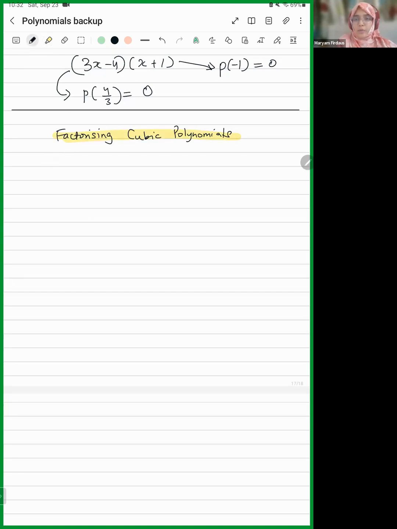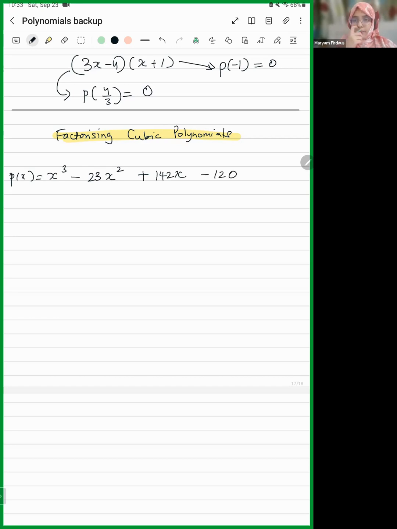Okay, so factorizing cubic polynomials. Let's take a cubic polynomial first. So this is your p of x, which is equal to x cube minus 23x squared plus 142x minus 120.